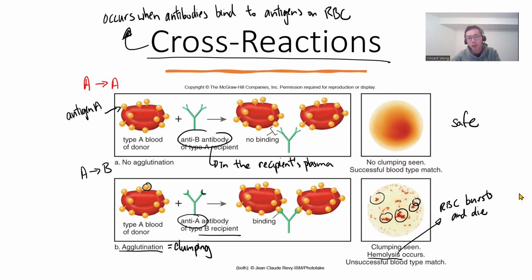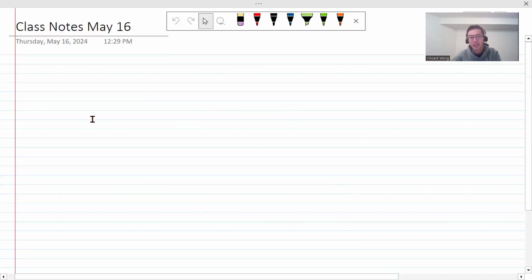Okay. So no clumping is a good thing. That means you have compatible blood types. Clumping, no good. All right, strap yourself in. We are going to be taking a very long note. Probably gonna take at least half an hour. So here we go.